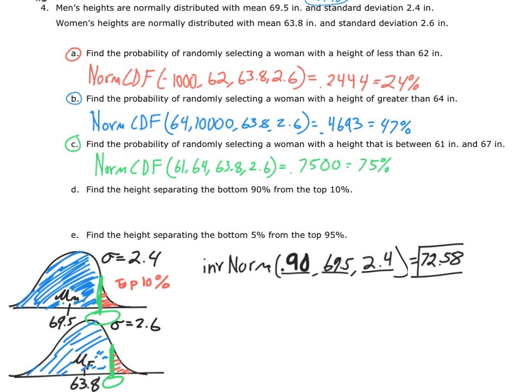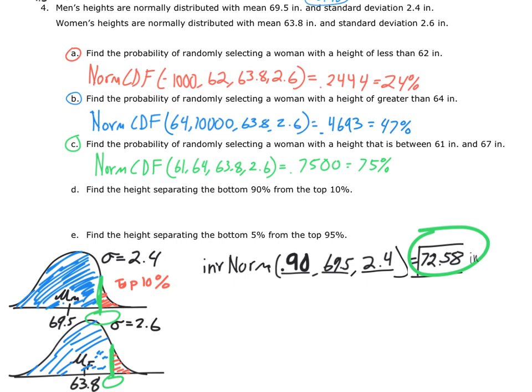Is that a percentage? It's not. Because remember, this is that value that's on that horizontal line. This is a measurement in inches, and that's very, very important because this 72.58 is the measurement that separates the bottom 90% to the top 10%. That's what's really, really cool about it.